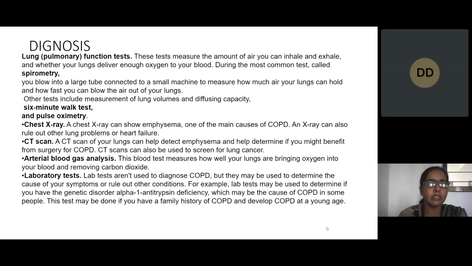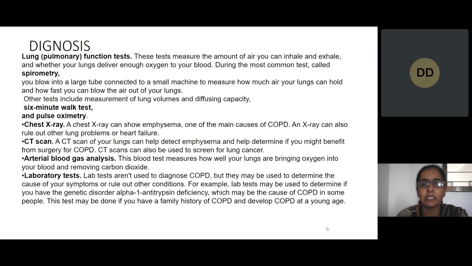Another diagnostic tool is arterial blood gas analysis. This blood test measures how well your lungs are bringing oxygen into your blood and removing carbon dioxide. Other lab tests are not used to diagnose COPD, but they may be used to determine the cause of your symptoms or rule out other conditions.